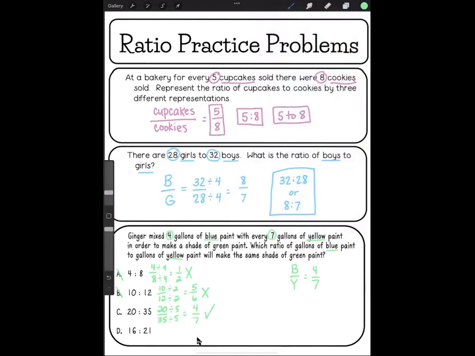But let's just look at D really quick to make sure. 16 to 21. I can divide 16 by 16 or by 8 or by 4 or by 2, but none of those go into 21. And I can divide 21 by 3 and 7 and 21, but none of those go into 16. So that's already in simplest form, and it is not 4 to 7, so we know that that's not equivalent. So the only one that came out equivalent was answer choice C.